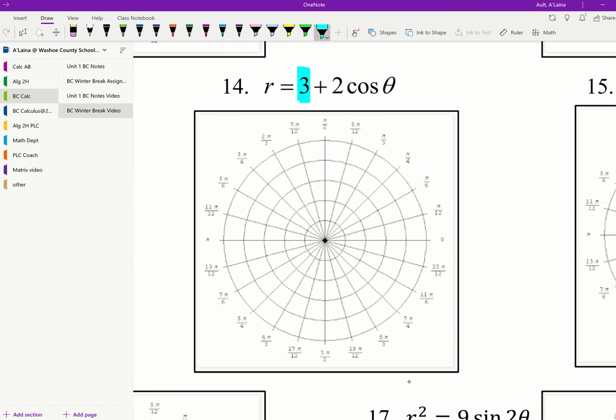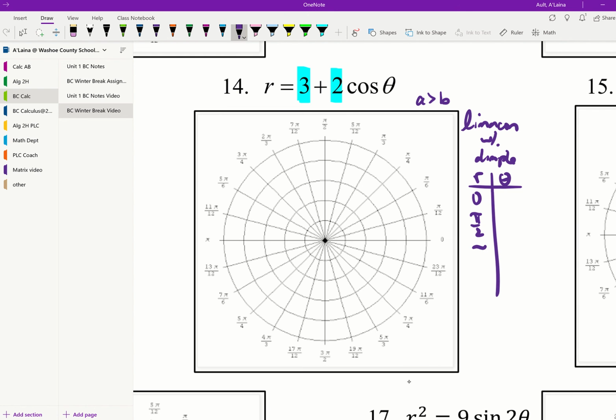Okay, this one. A is greater than B. Because A is greater than B, we will never be able to get a negative output. The smallest cosine could ever be is negative 1. This one's never going to touch the origin. We also cannot reach 0 for our radius. We also cannot ever get to an inner loop because we can't have negative values. This will be a limacon with a dimple. So it'll look a lot like a circle, but it'll have one little place where it's not super symmetrical. And again, knowing the forms will help you anticipate, and getting a few points is a good idea.